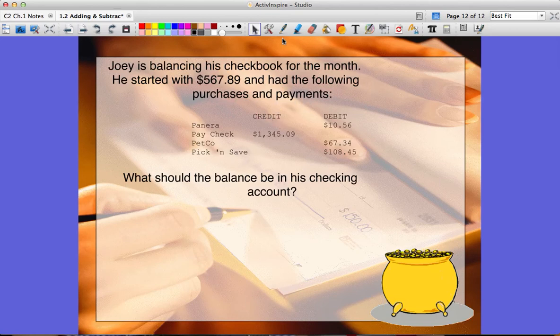A credit means you get money, so it's added to your bank account. A debit means you lost money, so it is subtracted from your bank account. So what I want you to try and find is what the balance would be in his checking account after all of this occurs. Okay, so this is what he started with. You need to find the balance. Show all of your work in your notes, and all you have to do is post your answer to Edmodo.